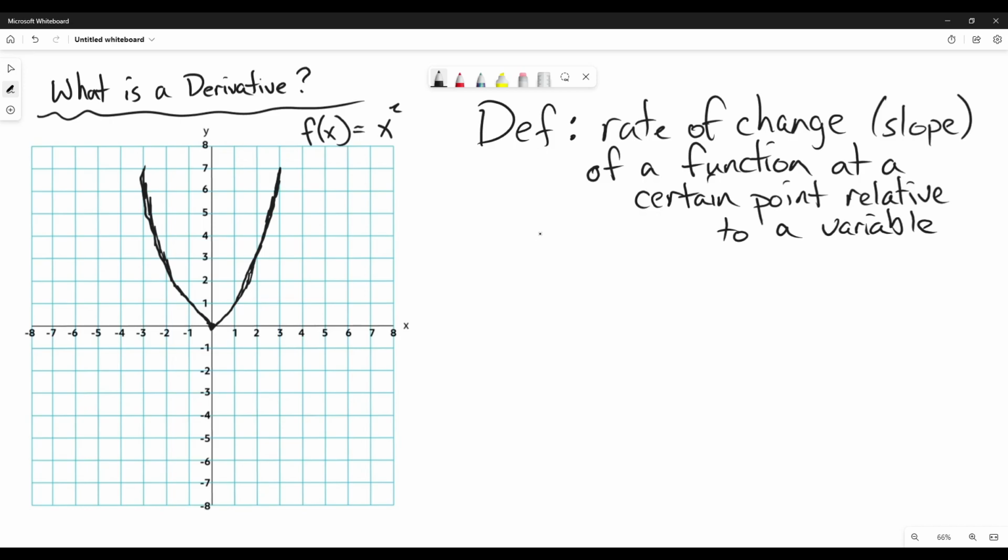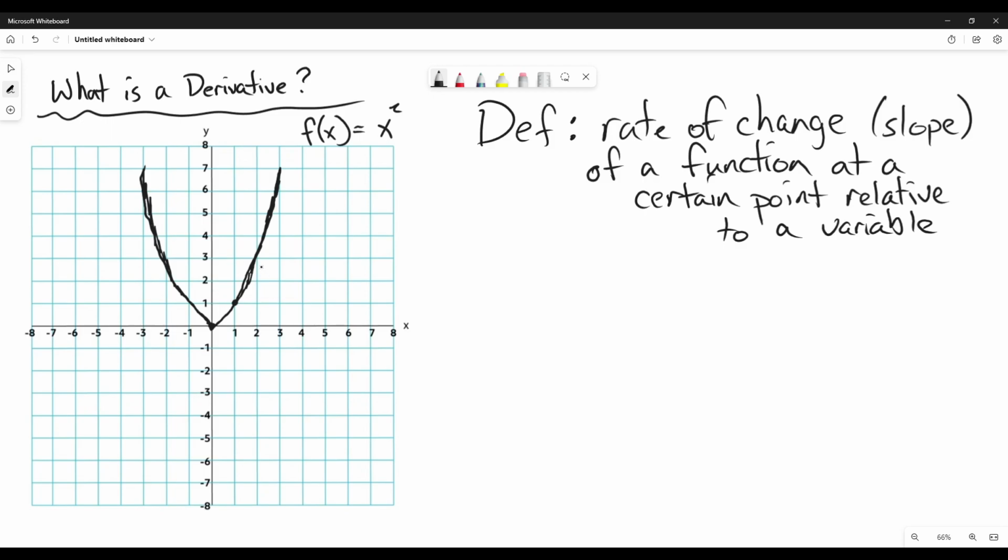So, the definition of a derivative is the rate of change, or as you know, the slope, of a function at a certain point relative to a variable. Okay, so as an example on this graph, we can take the derivative of this function f of x at the point 1, when x is equal to 1. So when x is equal to 1, you can make a little dot, and we're going to graph the slope. As we know, slope is a ratio per x, how much it rises, right?